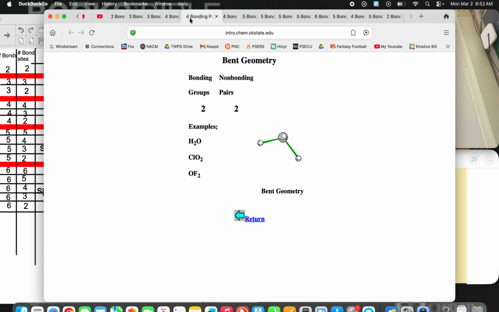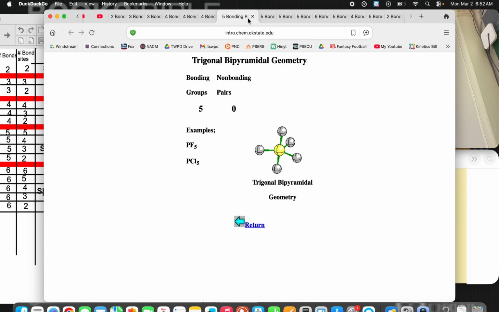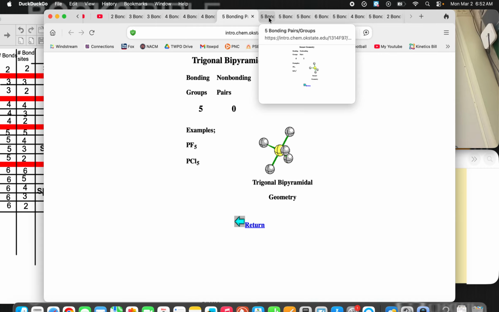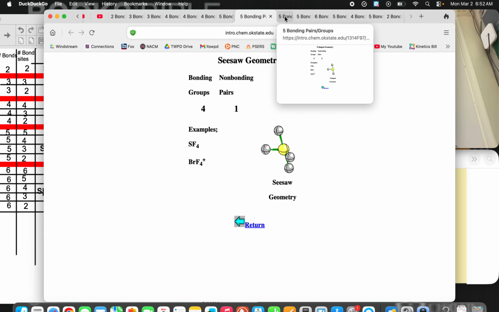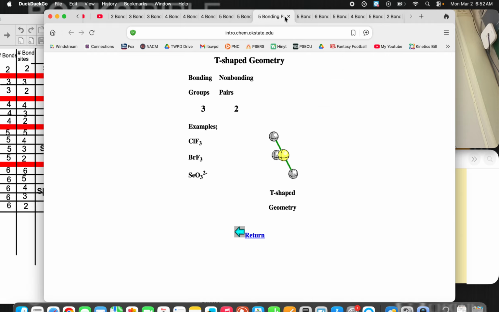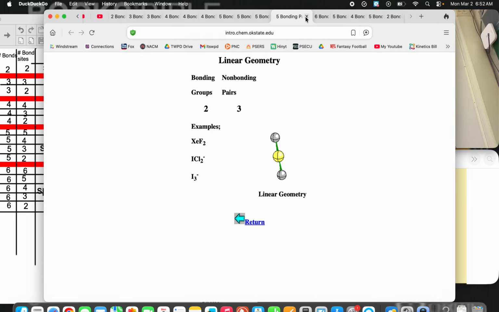All right, now we get a trigonal bipyramidal. Trigonal bipyramidal looks like a Y with a top and a bottom on it. Seesaw, also called bent cross or irregular tetrahedral. Some professors don't like seesaw, they think it's too childish. There we go, that's that structure. T-shape, that one's pretty straightforward. There we go. And then linear, right there.